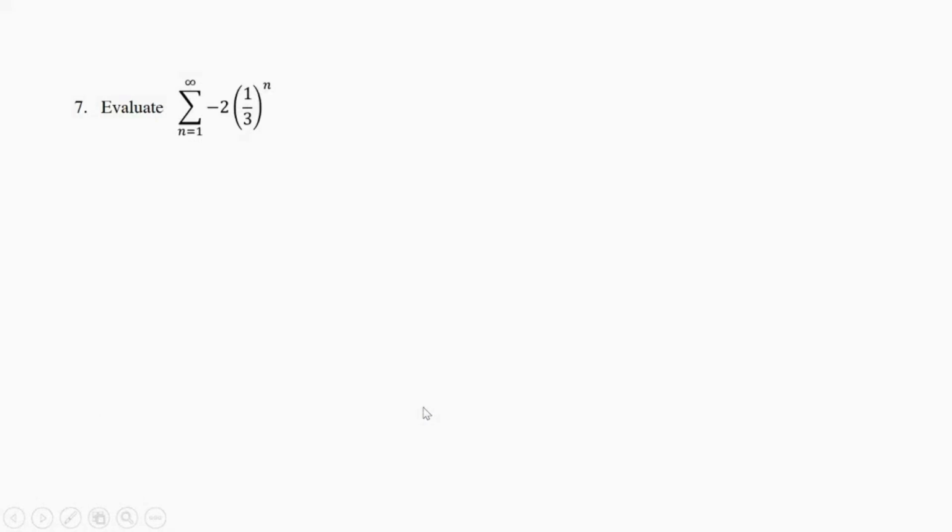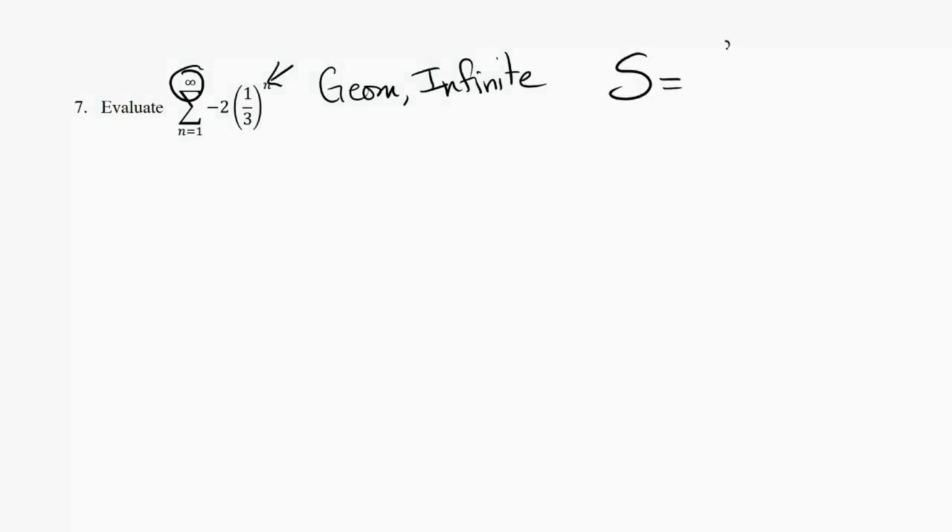All right, here's another sigma notation. So again, we're going to find the sum of this, a partial sum, or in this case, we have infinite. So this is going to be an infinite sum. Since I have an exponent and it's infinite, this is a geometric series that's going to be infinite. So we're going to use a different formula. We're going to use a sub 1 over 1 minus r.